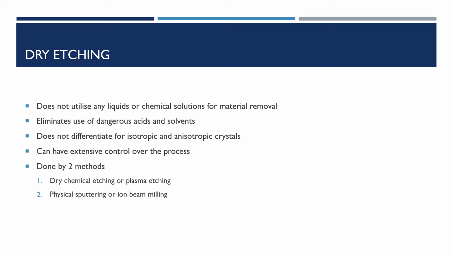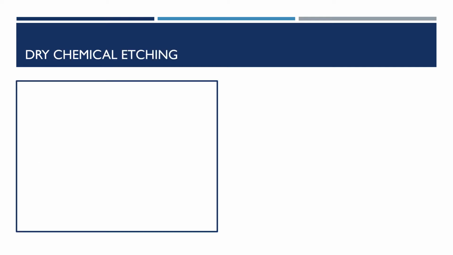Now, based on the mechanisms used for the material removal, dry etching is classified into two processes mainly. The first one is the dry chemical etching or the plasma etching, and the second one is the physical sputtering or ion beam milling. There is also a third process which is a combination of these two processes. We will see how each of these processes is done in the coming slides. So, the dry chemical etching.